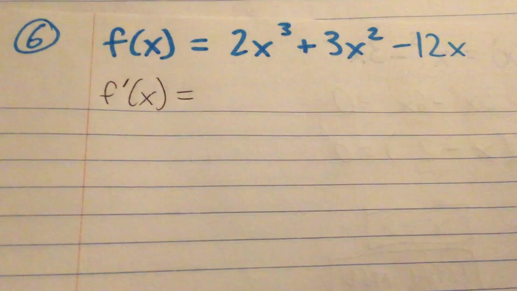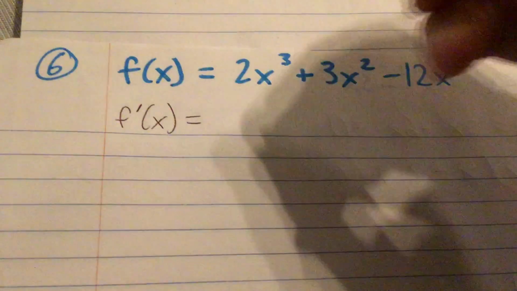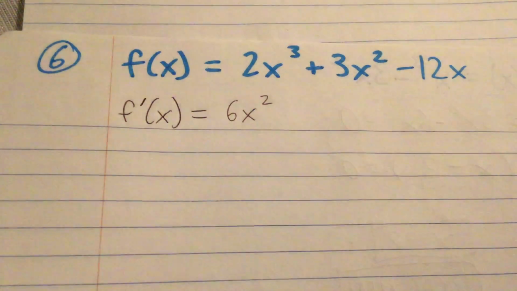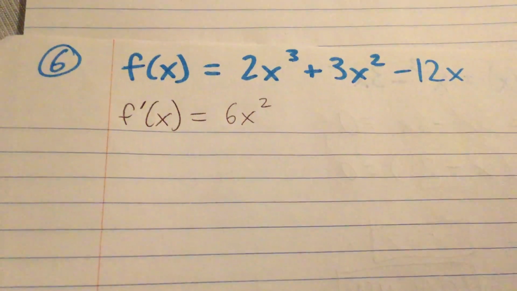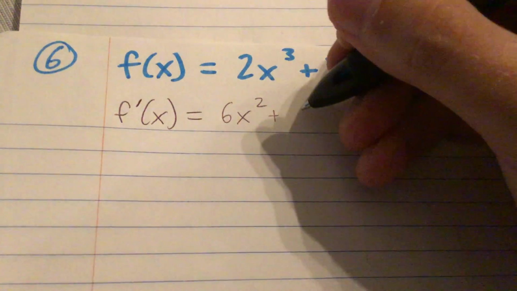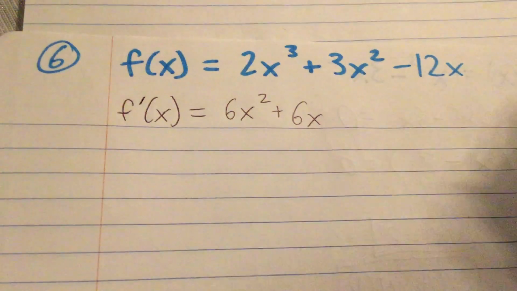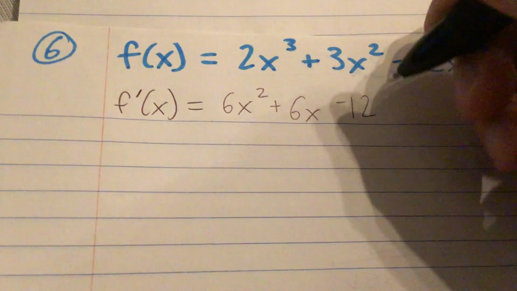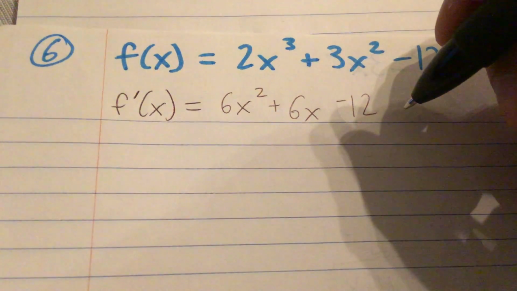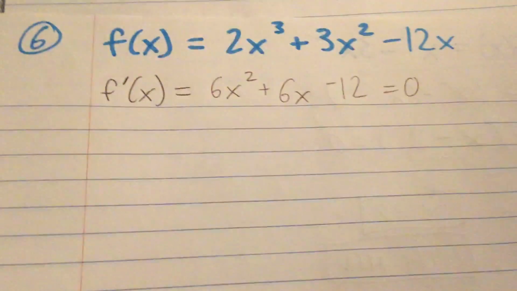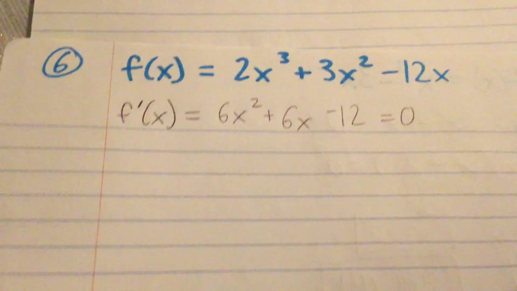F prime of x is equal to the derivative of 2x cubed, which would be 6x squared. The derivative of positive 3x squared, which would be positive 6x. And the derivative of negative 12x, which would be negative 12. Now that we know that f prime of x is 6x squared plus 6x minus 12, let's set it equal to 0 and solve for all the values of x that satisfy the statement.